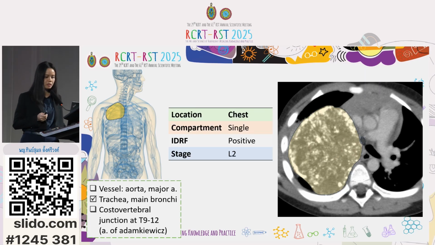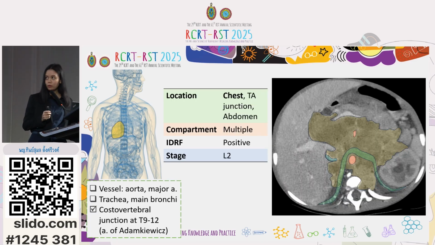Moving forward to our next case, the child has a large mediastinal tumor compressing the right main bronchus. So the tumor is a single body compartment, IDRF positive, and stage L2. Now, let's shift our attention to the next patient.